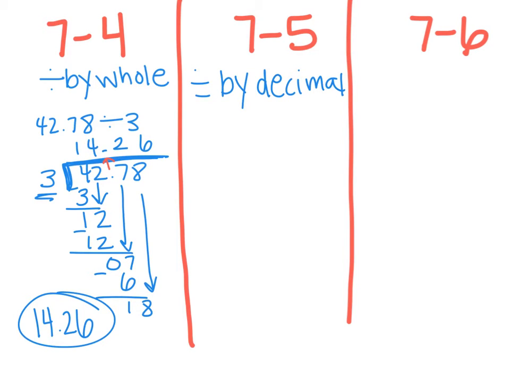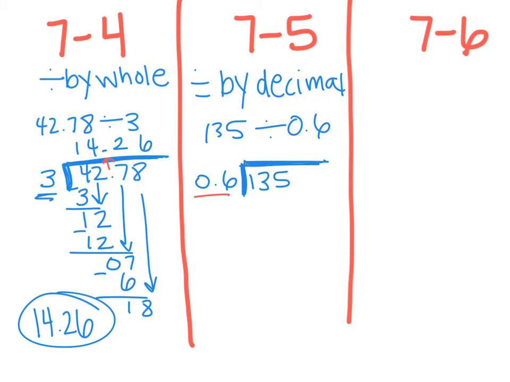So if I had something like 135 divided by 0.6, I am going to first write it up and down like this. Okay, and I cannot have a decimal on the outside. Remember, we thought about it like this is our little house right here. Decimals are so tiny that it's super cold outside, so we can't have the decimal outside. Decimals can only be inside the house where it's nice and warm, so I need to move my decimal to the right once to get rid of it.